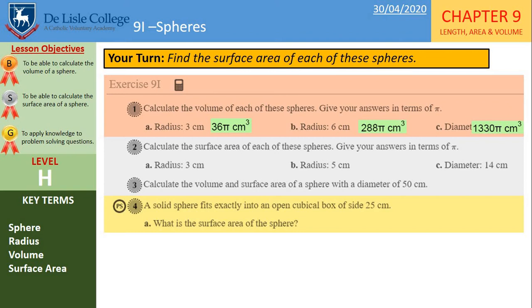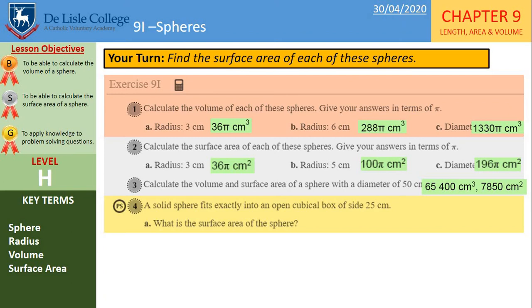Okay, so the answers for question 2. We've got 36 pi centimetres squared, 100 pi centimetres squared, and 196 pi centimetres squared. Question 3, we're given the diameter, so just check carefully there. The volume is 65,400 centimetres cubed, and the surface area is 7,850 centimetres squared.